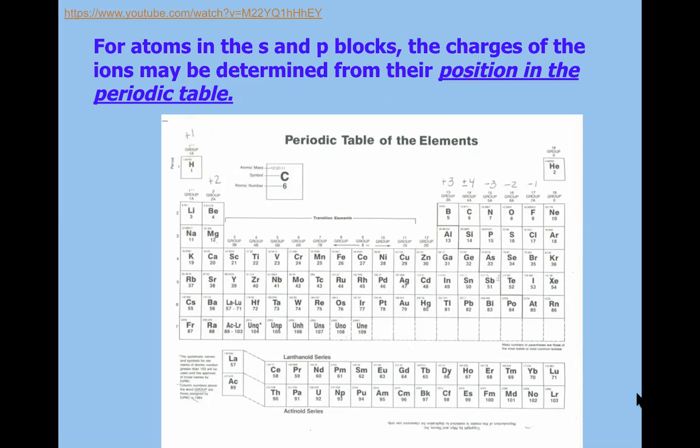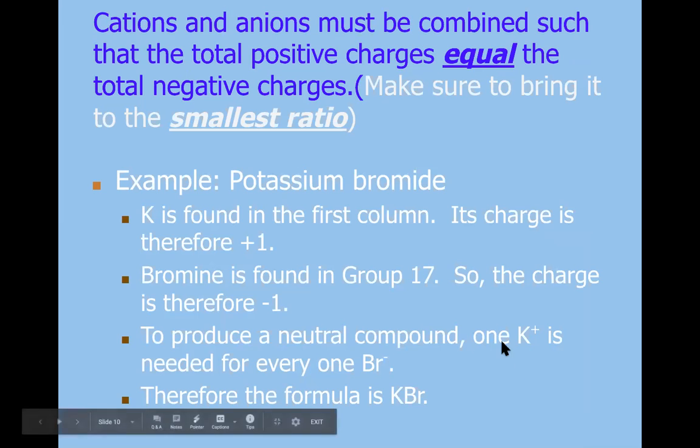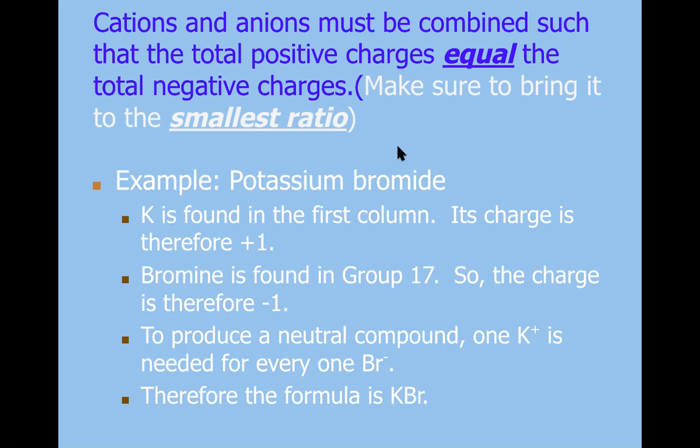So in the next slide, we will see a couple of examples of how to write the formulas when the name is given. Okay, first example. Let me read the sentence I have written on top. Cations and anions must be combined such that the total positive charge should be equal to the negative charge. Make sure to bring it to the smallest ratio.